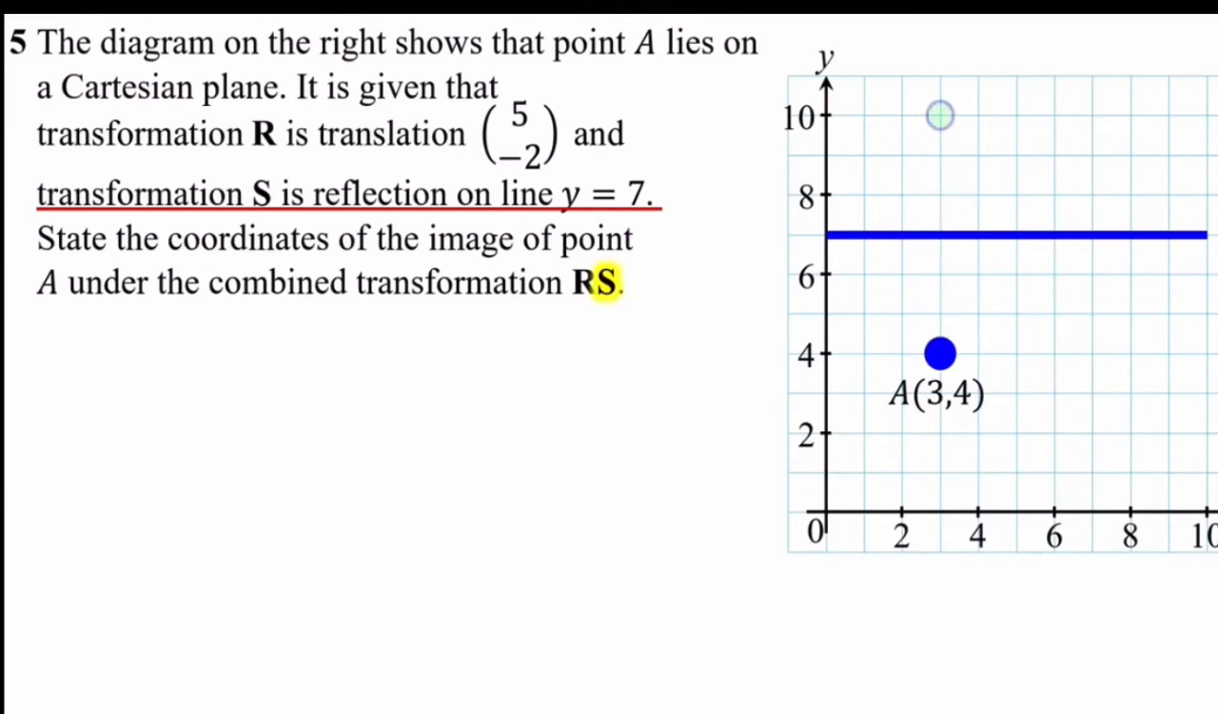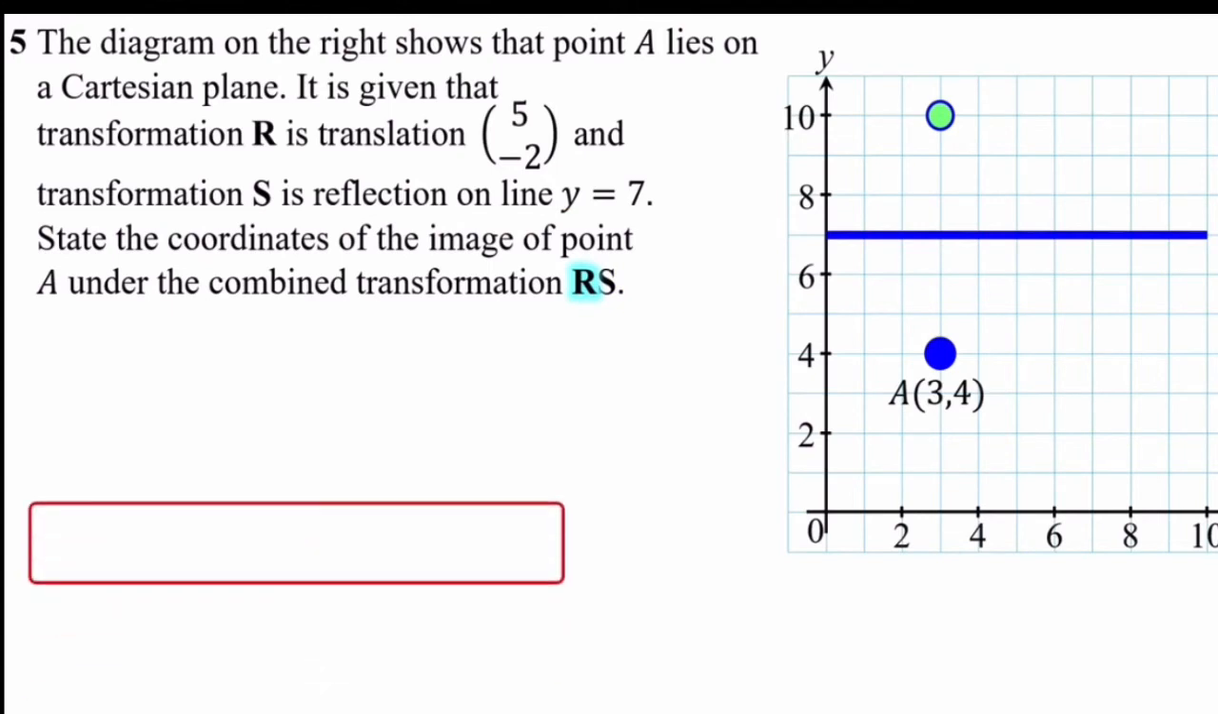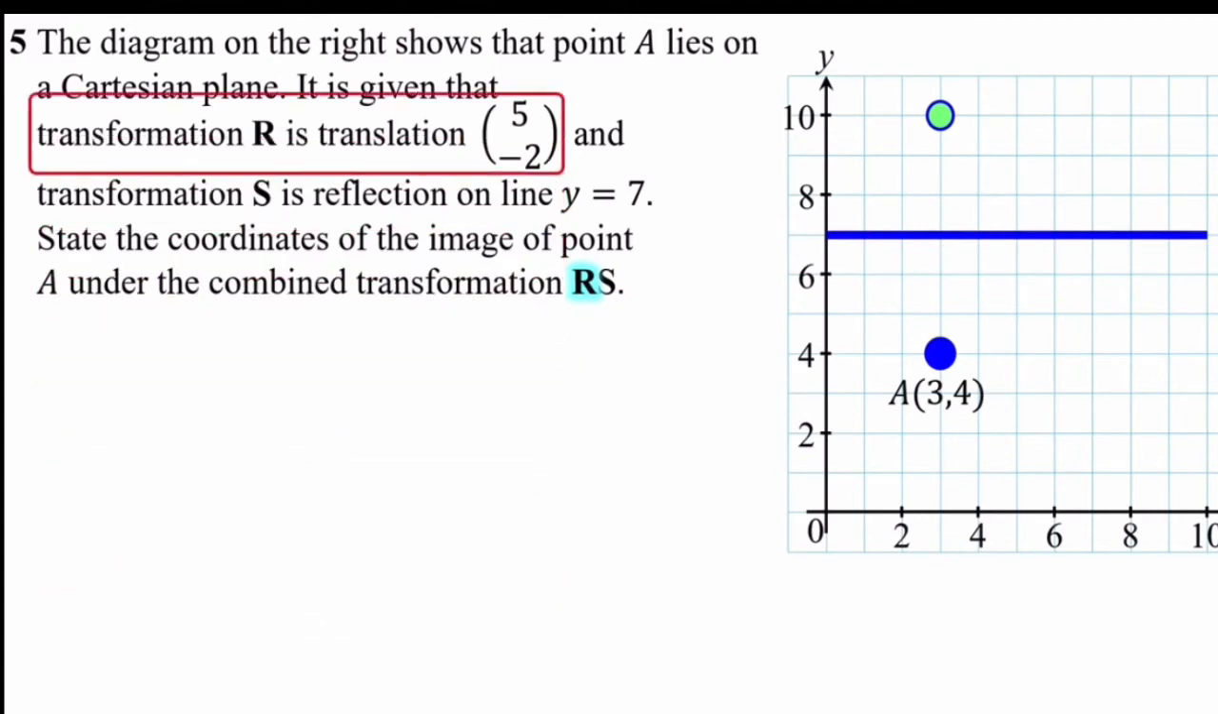So we draw y equal to 7, and then we do the reflection for the object, point A, (3, 4), and we get an image which is in green color. Object is blue color, image is green color. Alright, so that is the image. So let's read the coordinates: the image is actually at (3, 10).